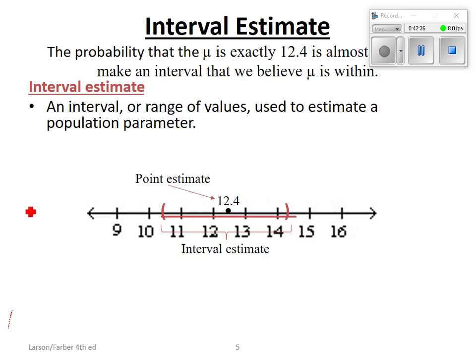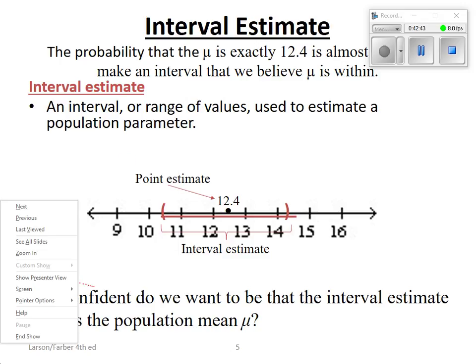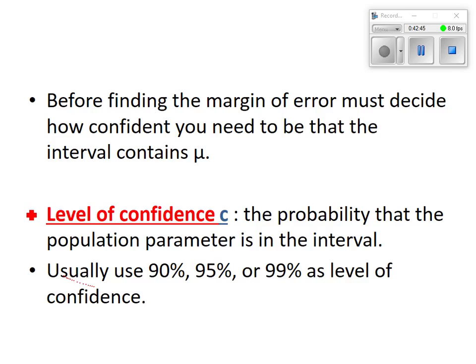Interval of estimate. We got our point of estimate right in the middle, and some interval out here, that's what we were just doing. We're skipping over this real quick because we went over this last time. Your level of confidence. Level of confidence is C. Don't get C confused. That's level of confidence.